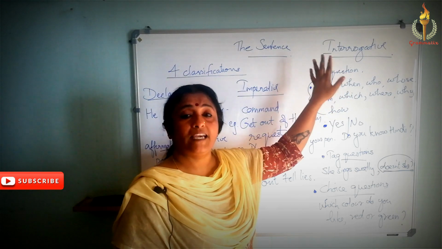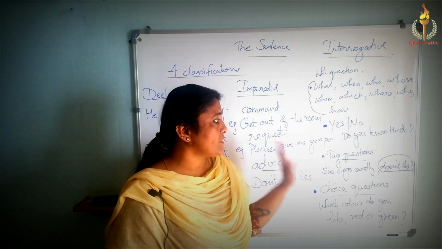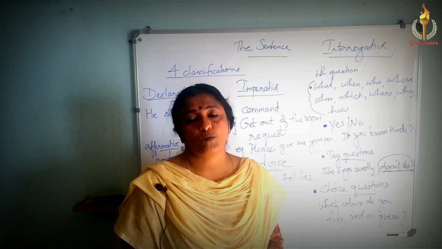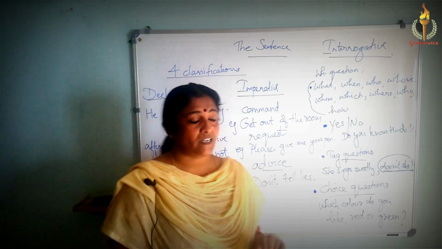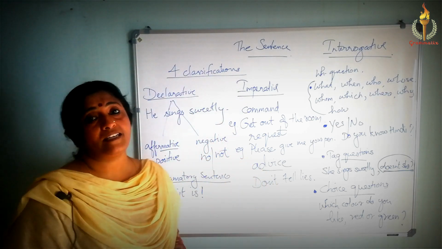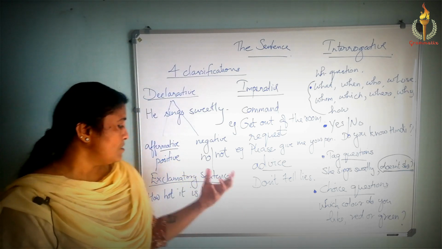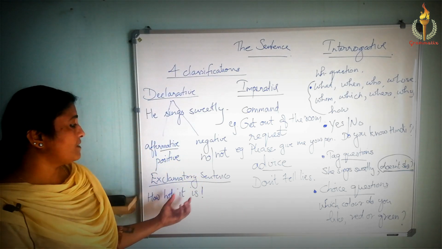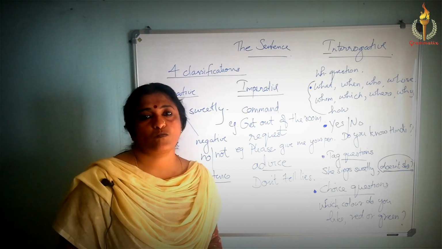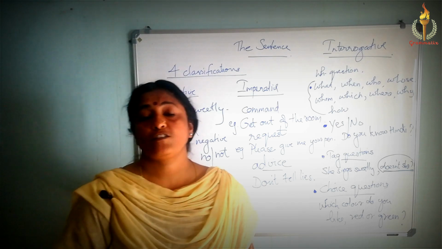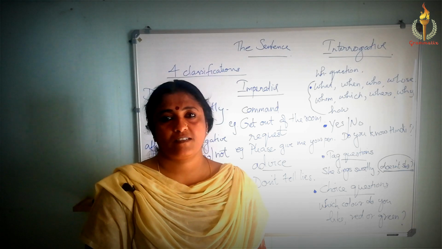Interrogative sentences have four types: WH question, yes no question, tag question, and choice question. An interrogative sentence also starts with a capital letter and ends with a question mark. And the last one, the exclamatory sentence, shows sudden emotions. It starts with a capital letter and ends with an exclamation mark. So this is the definition and classification of sentences according to their functions.